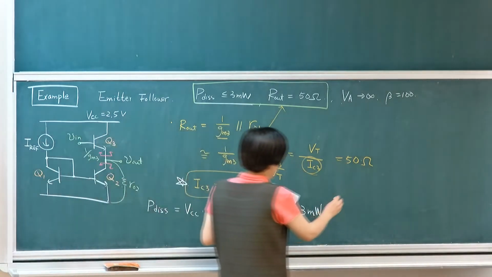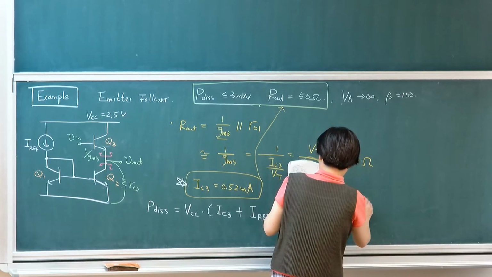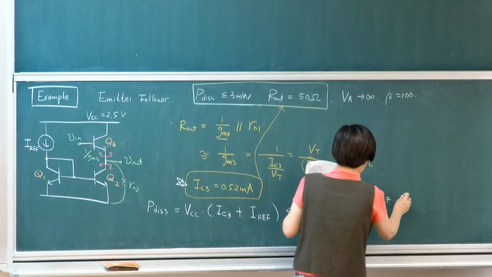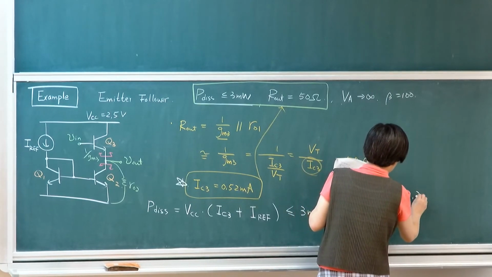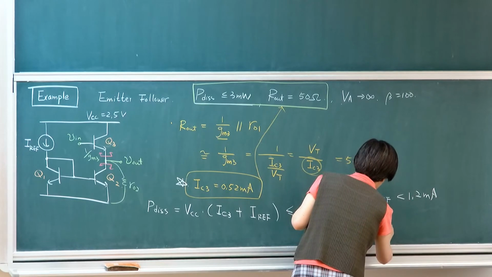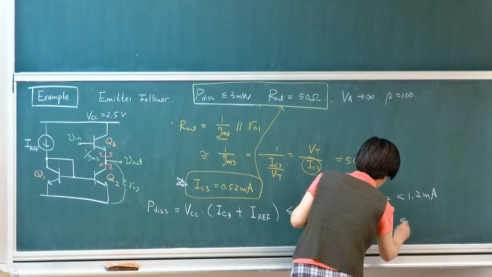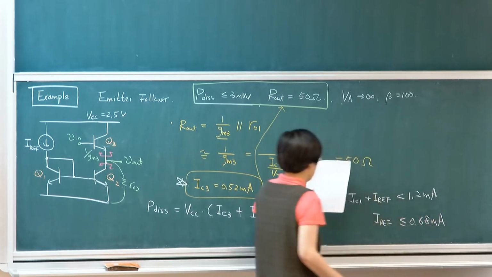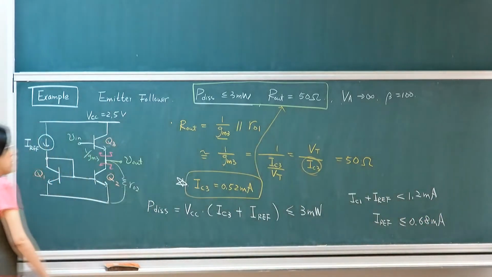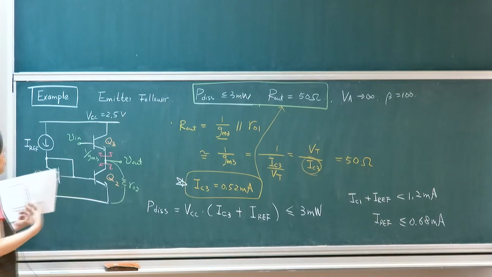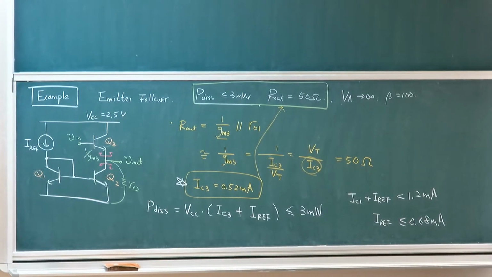That is to say that IC1 plus I reference needs to be smaller than 1.3 milliamp. Therefore, your reference current level needs to be smaller than 0.6968. Okay? So you can either set it to be a smaller current level or just make it identical. So in this case, if we make it identical, it will still fit our target.